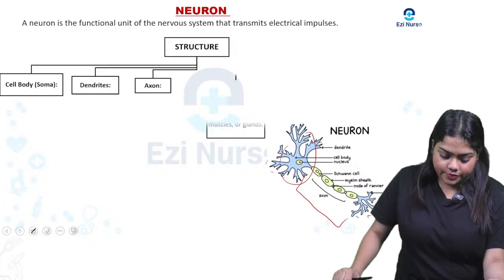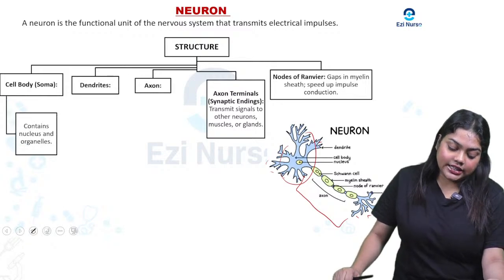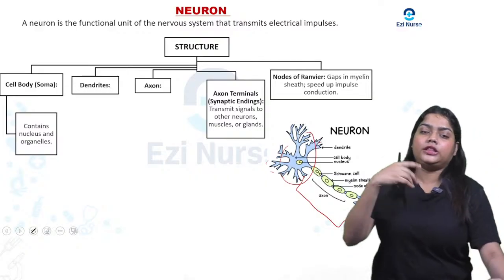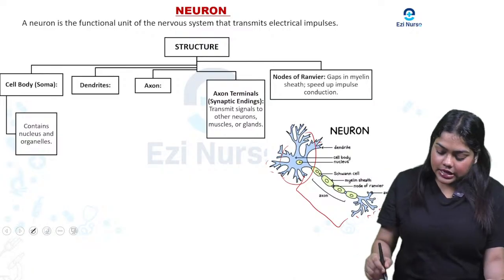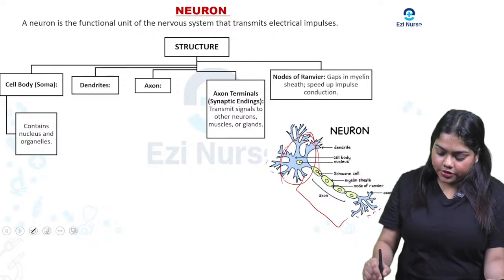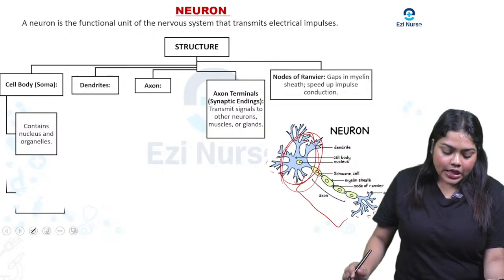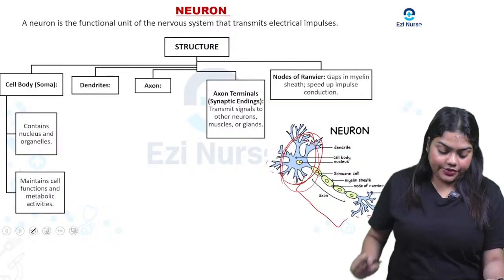First is the cell body. The cell body contains the nucleus and organelles. Whatever organelles should be there in a normal cell will be there in the cell body. This is the cell body, don't forget it, and it maintains the cell function and metabolic activities.